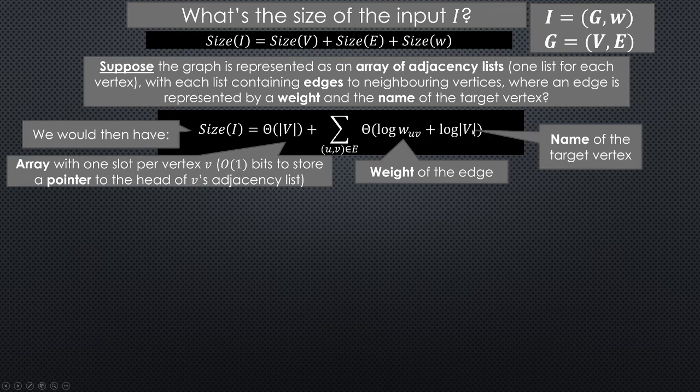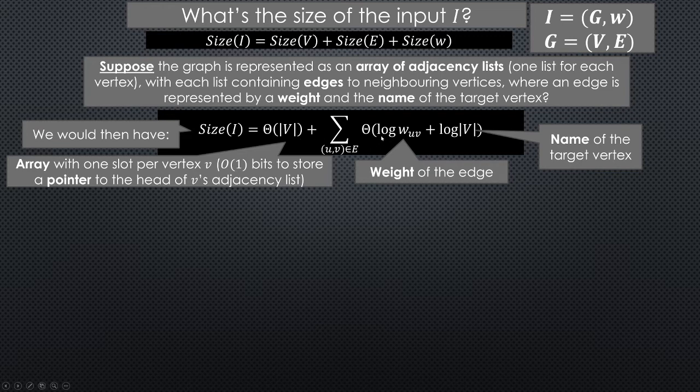So if we want to write down any number from 1 to n, we need order log n bits to write that down. So if the vertices are named 1 to n and we want to write down one of those names, we need log n, or log of the cardinality of V, bits to write that down.